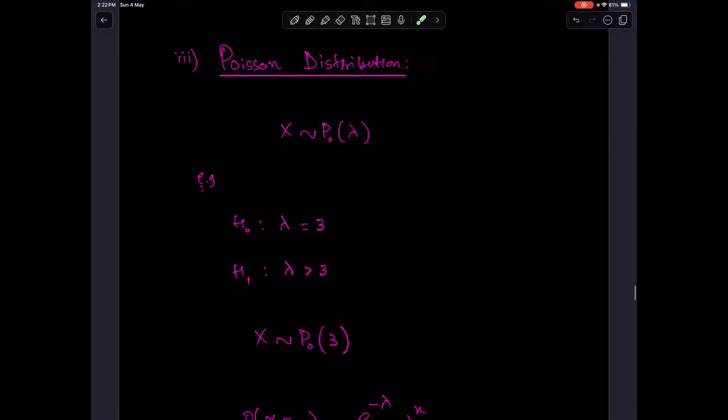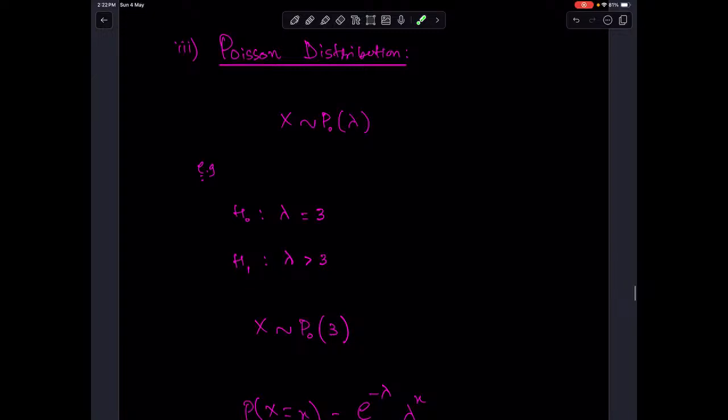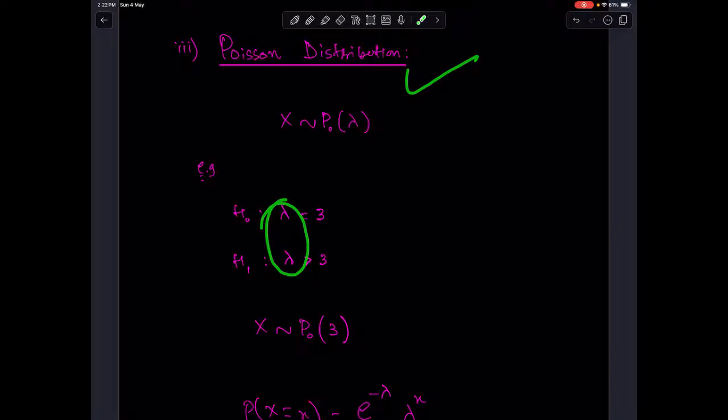Poisson distribution. This is the third type of question. Just remember this formula and how to write H0 and H1. Use lambda. If the question is of Poisson, then write lambda here.